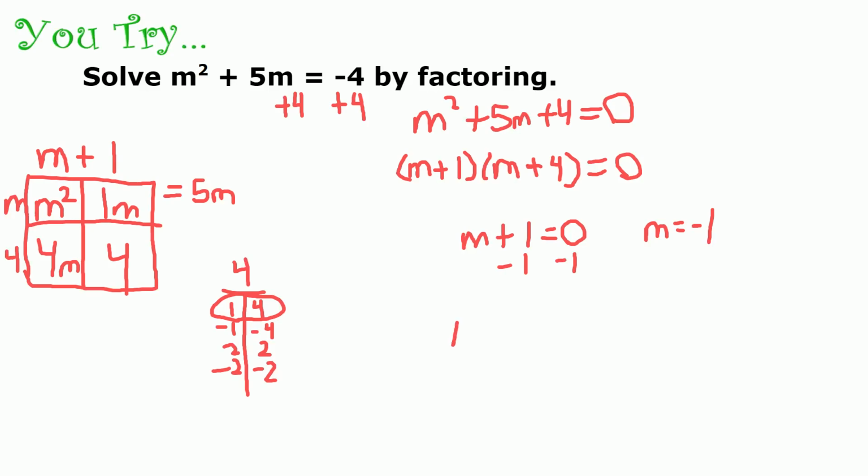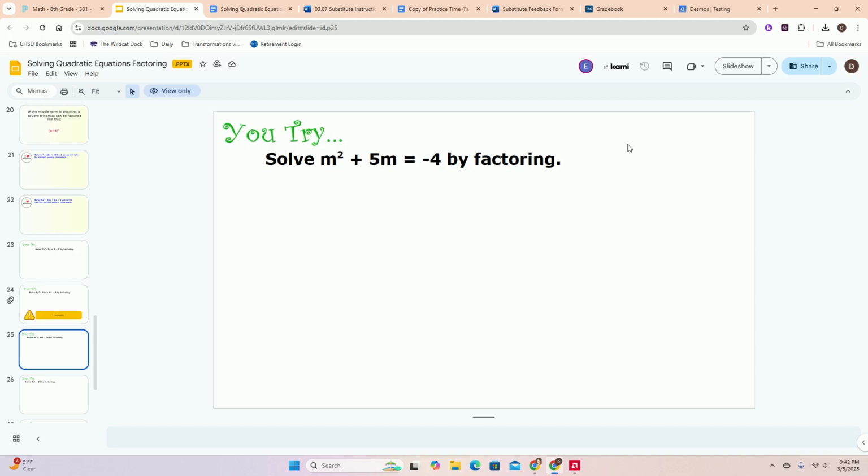Then I have m plus 4 is equal to 0. To get the m by itself, I have to make a 0 pair. The opposite of 4 is negative 4. I end up with m equals negative 4. Remember, I can always check that in my calculator. That's always an option for me.